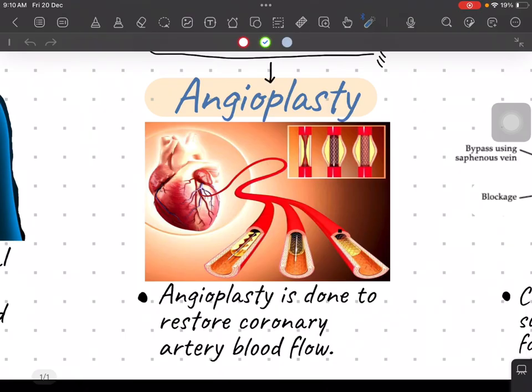So today I will explain about angioplasty. What is angioplasty? Angioplasty is also called balloon angioplasty. It is a procedure that opens the arteries to let the blood go through more easily.